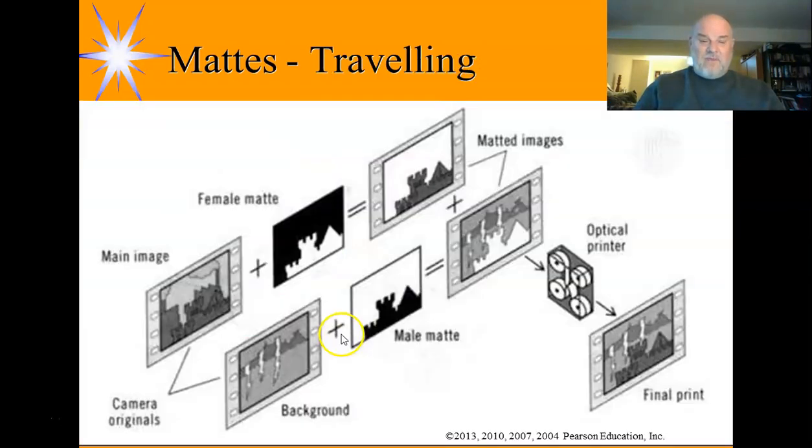So we now have two main images, one of the brewery, one of Bluffers Park. From the image of the brewery, they would have created two mats using high contrast film. So these mats are actually other pieces of film that can also be run through a projector. They would have created what's called a female mat, where everything in the image is blacked out except for the area where the brewery appears, which is completely blank.